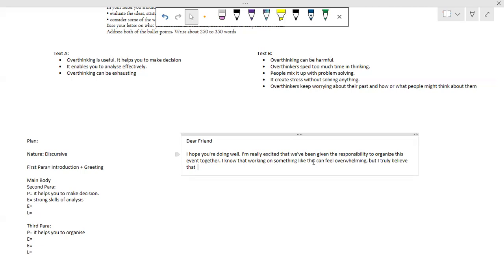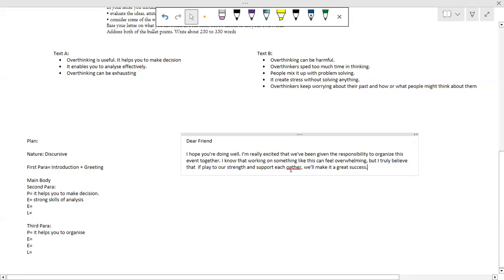I am really excited that we have been given this responsibility to organize this event together. I know that working on something like this can feel overwhelming, but I truly believe that if we play to our strength, and support each other, we will make it a great success.